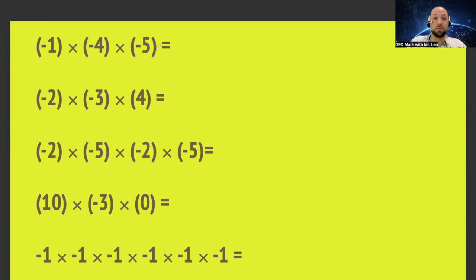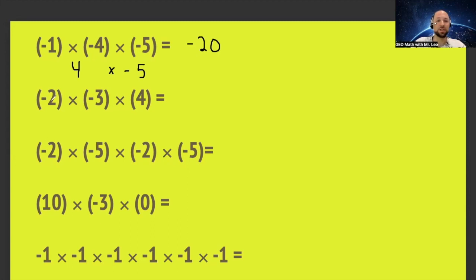Okay, let's practice right here. Maybe you can see the answer right away. I'm going to do it the long way just to be sure. Start with just the first two numbers. -1 times -4, that's a double negative, making +4. Bring down the -5. Now we have 4 times -5. That's going to leave us a final answer, -20.